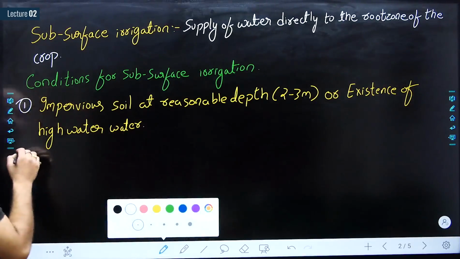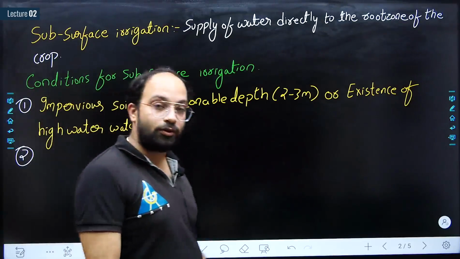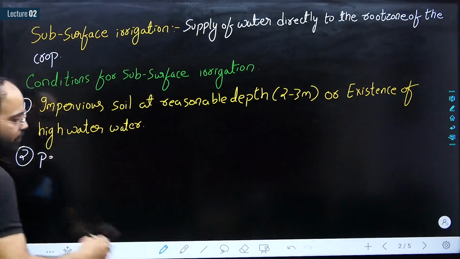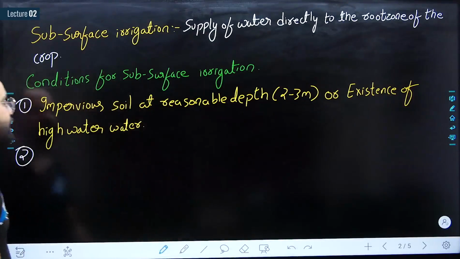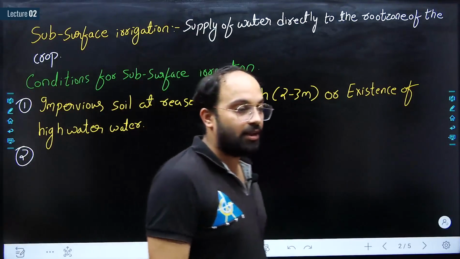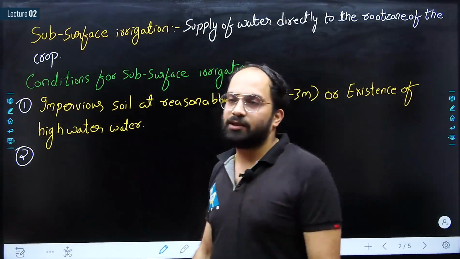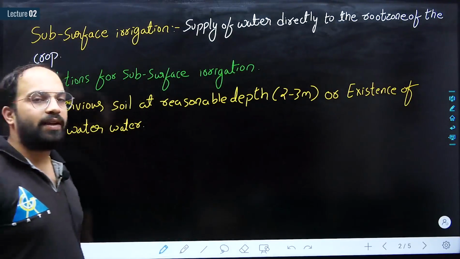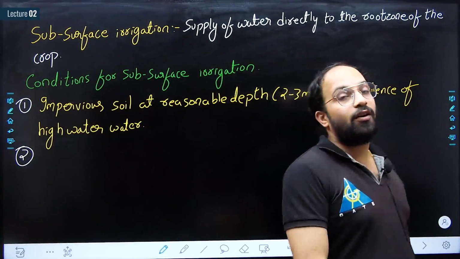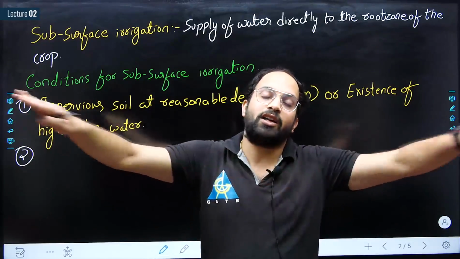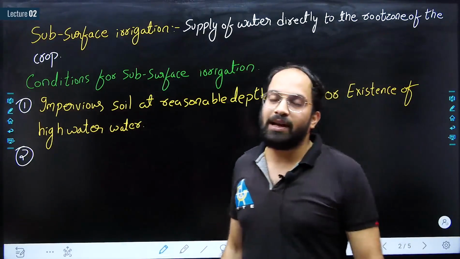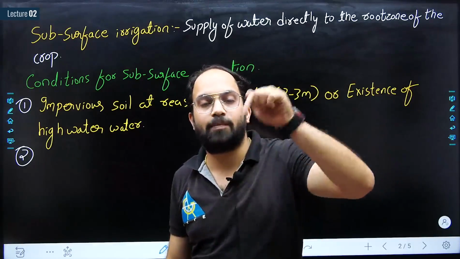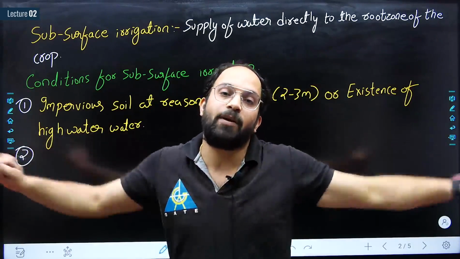Second, it should have pervious soil at the root zone of the crop. Why do we need impervious soil at a depth of 2-3 meters? Because to hold the water, so that our percolation losses are minimized. Now why do we need the pervious soil in the root zone? So that water can uniformly spread in the horizontal section. So mainly we want less vertical percolation or less vertical permeability and high horizontal permeability.